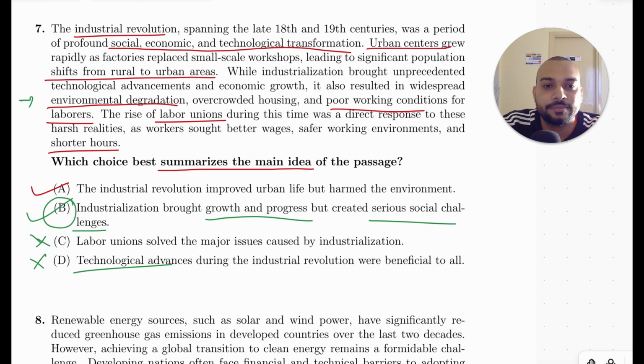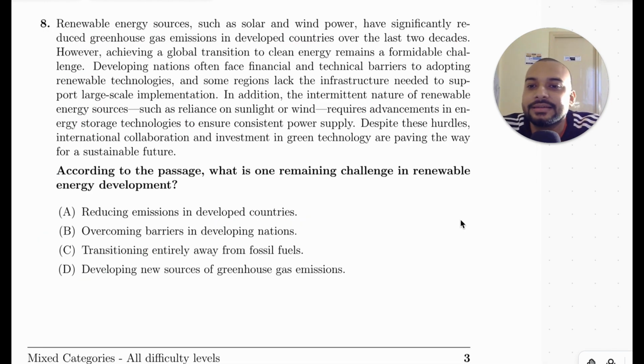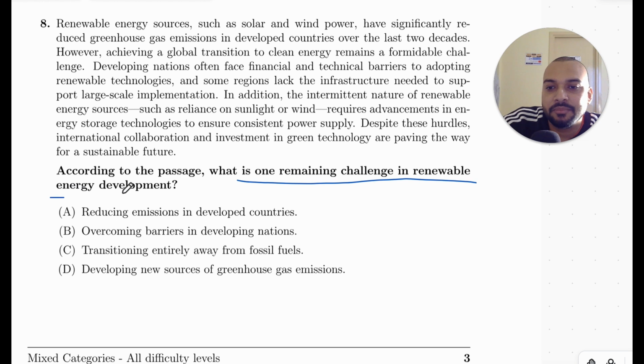Let's go for the next one. Question number 8. Let's read the question. According to the passage, what is one remaining challenge in renewable energy development? They're not asking the main idea of the passage. It might have looked like that initially, but they're asking a very specific question. What is one remaining challenge in renewable energy development?